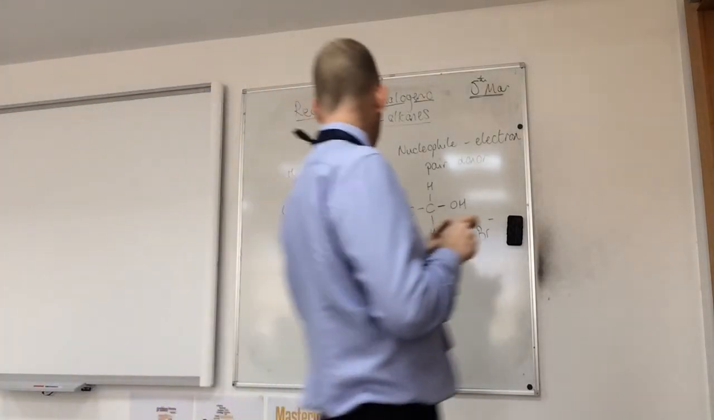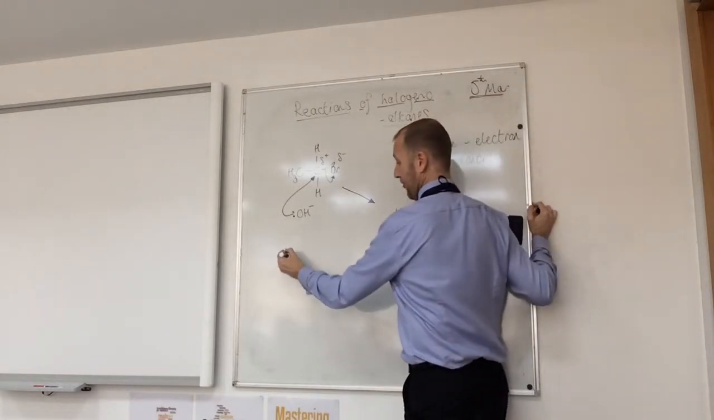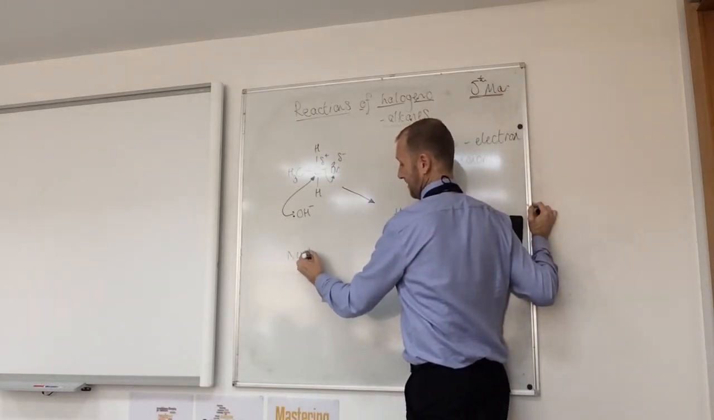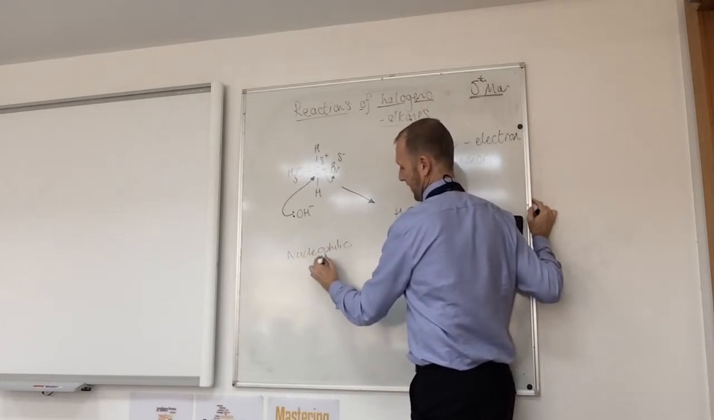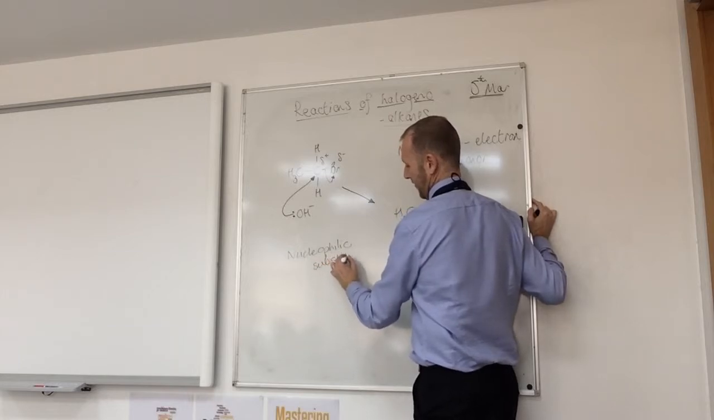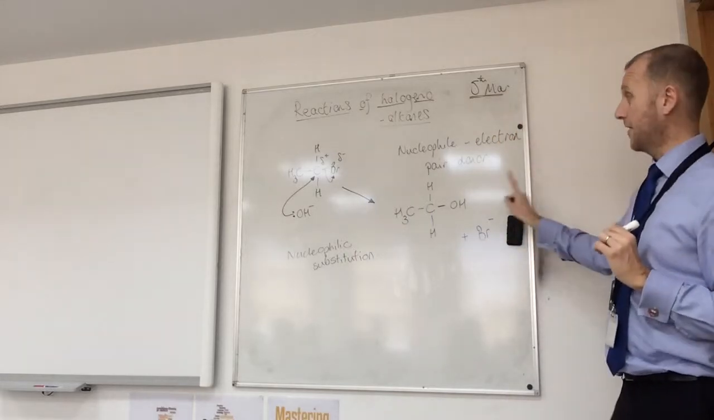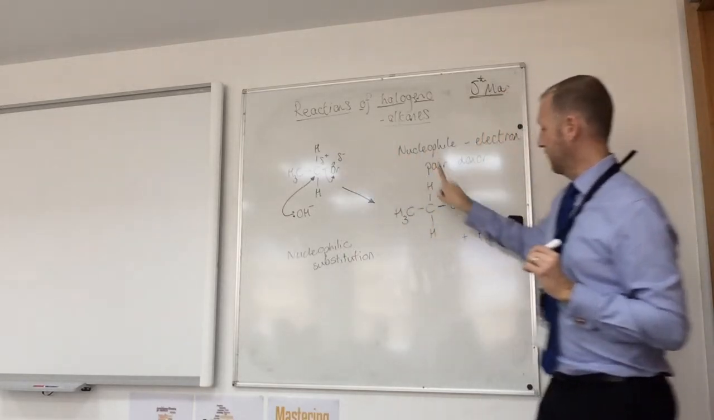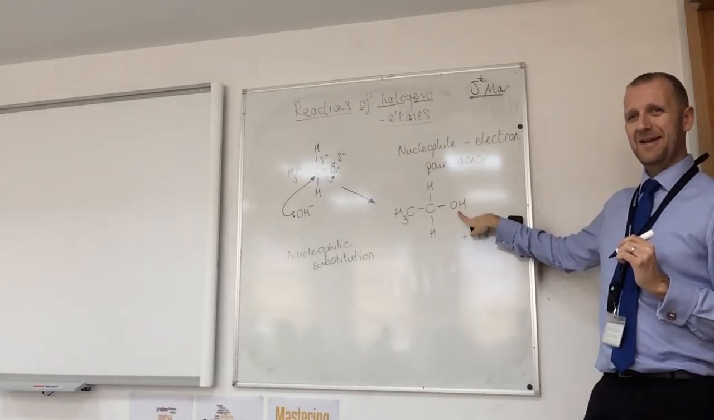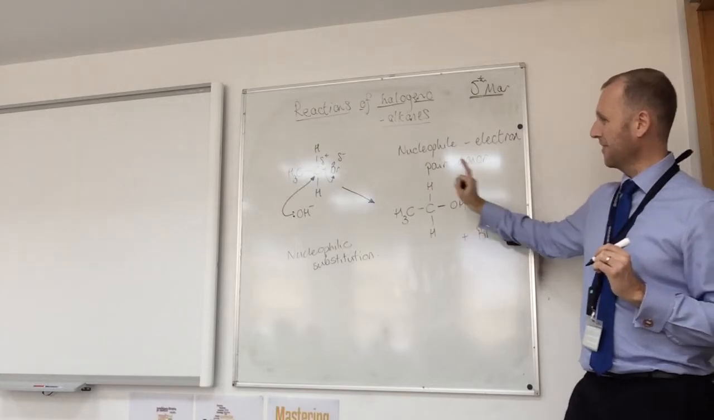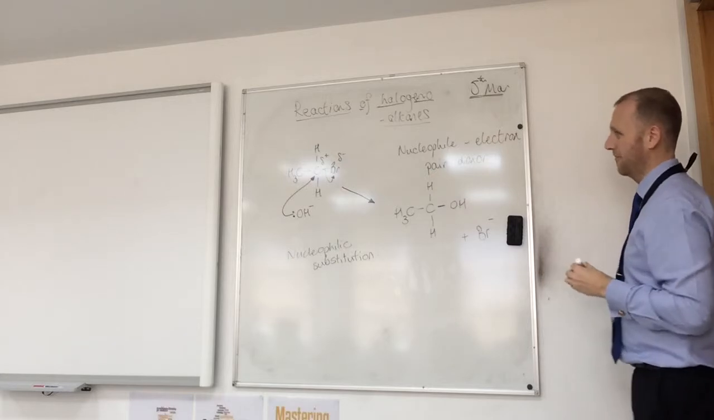So for this mechanism, we use the nucleophile, so that makes it nucleophilic. One or two of you have just said it: nucleophilic substitution. We have substituted the bromine for an OH, so it's a substitution reaction. Is that what you were about to ask? Why is it substitution? We've removed the Br, but we've added in the OH, so we've substituted them.